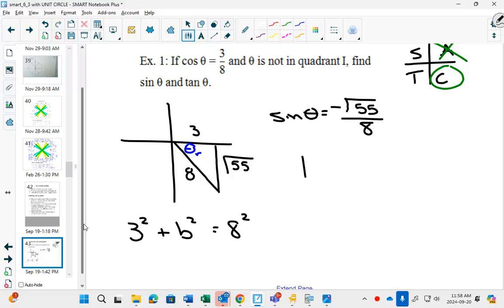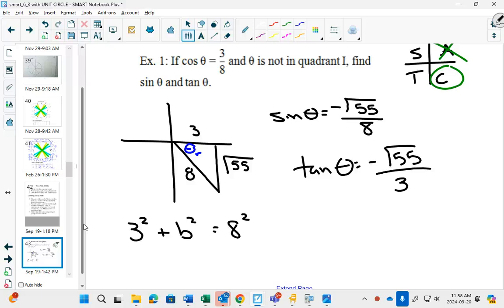And same thing for tan of theta. Tan of theta is opposite over adjacent, and tan is also going to be negative in quadrant 4. And we use our reference angle to see which is the opposite, which is the adjacent. So that's why drawing the triangle is so important.